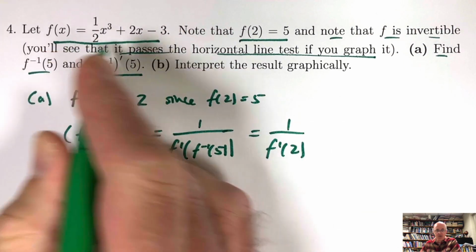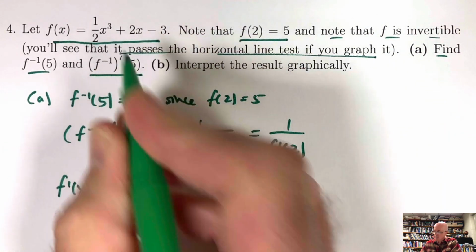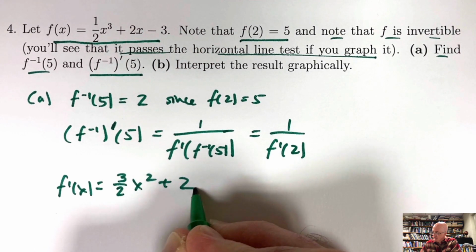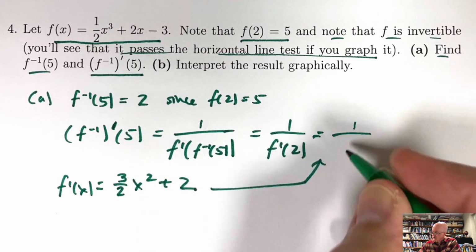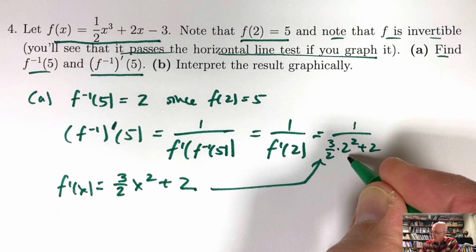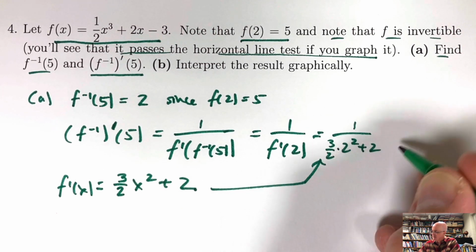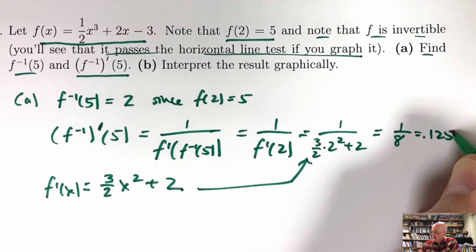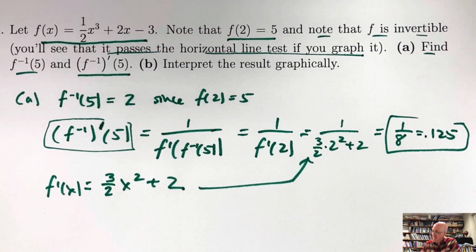I can easily find f prime. It's a cubic there. F prime of x, differentiate this. You'll get 3/2 x squared plus 2. Use that now. You'll get 1 over, plug in 2 here, 3/2 times 2 squared plus 2. 2 squared is 4. 4 times 3/2, the 4 and the 2 would cancel. It would be 6. 6 plus 2 is 8. The answer is 1/8, okay, which as a decimal is 0.125. That's the answer for f inverse prime of 5.